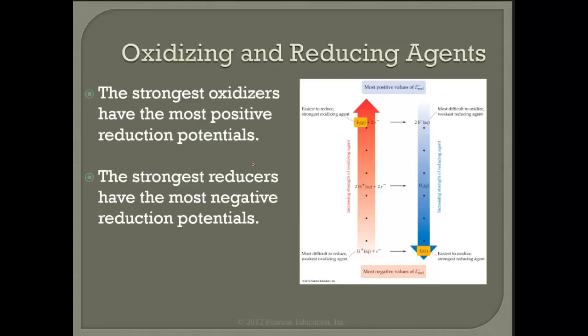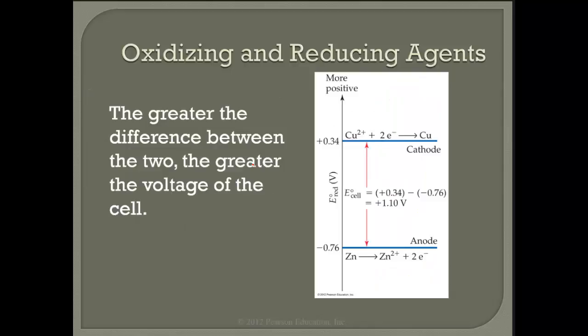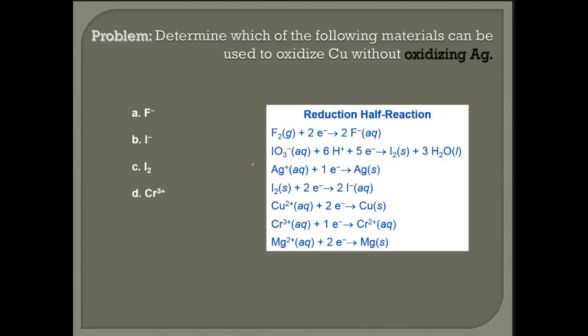The strongest oxidizers have the most positive reduction potentials, while the strongest reducers have the most negative reduction potentials. The greater the difference between the two, the greater the voltage of the cell. So let's take a look at this one. Determine which of the following materials can be used to oxidize copper without oxidizing silver.